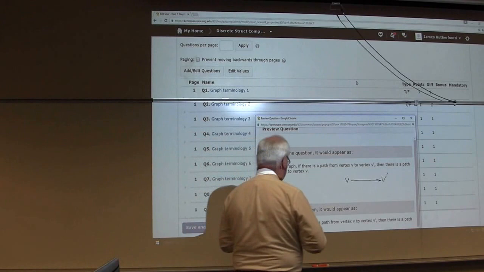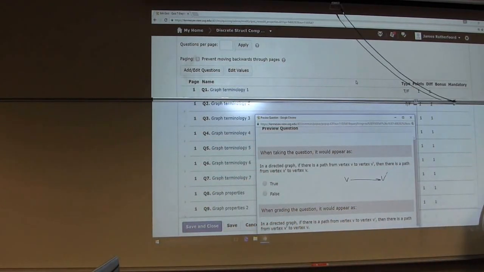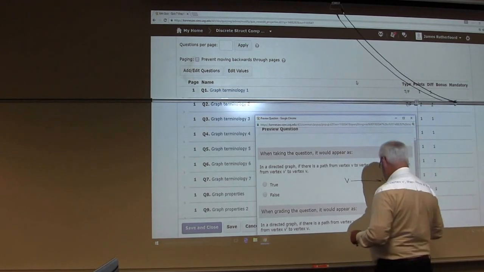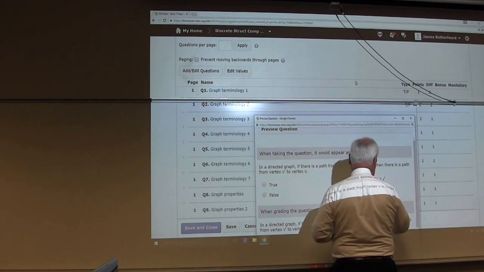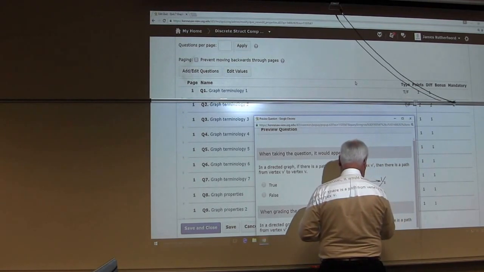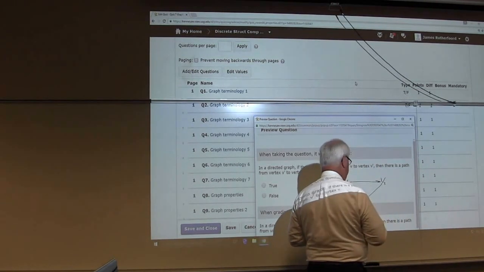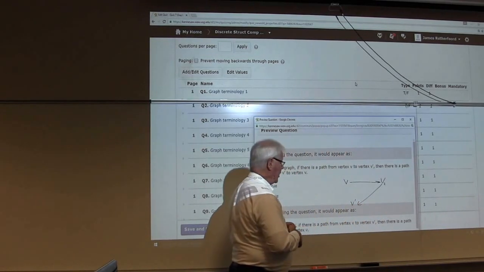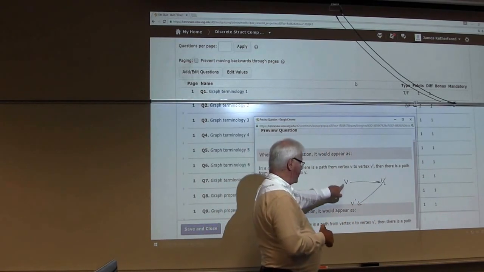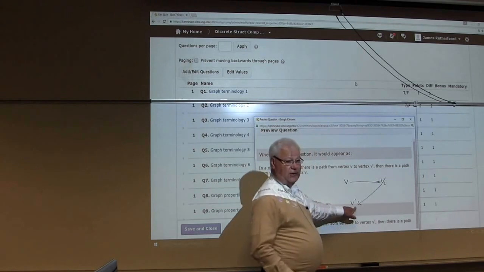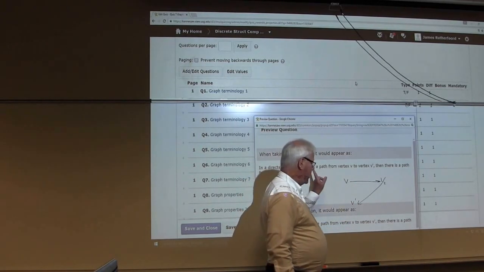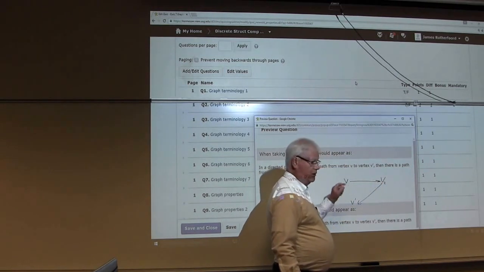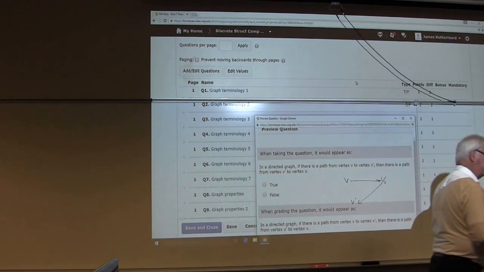Now, it could have been, if this was V2, let's call it, and then this was V prime. That would have been still okay, because I'd still have a path from V to V prime, don't I? Following the arrows. But I do not have a path from V prime to V. Okay?